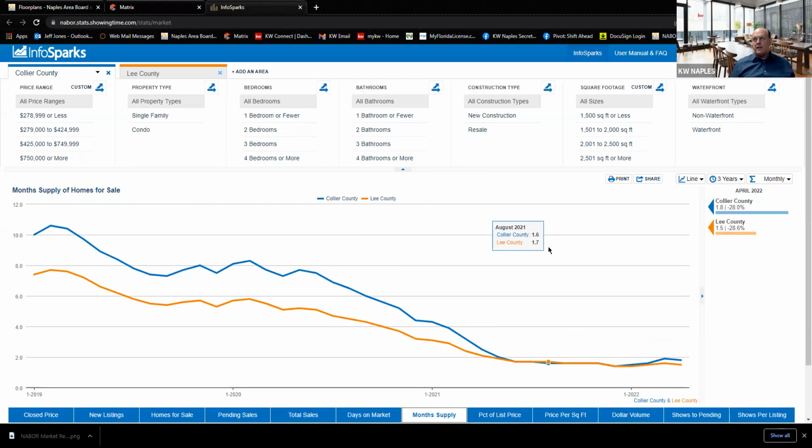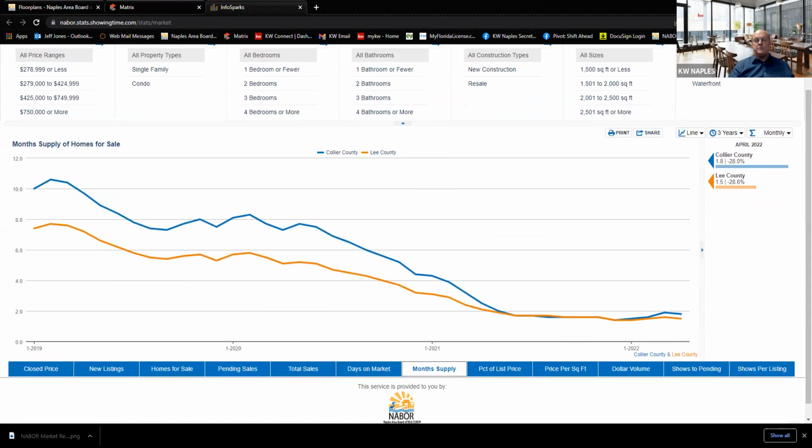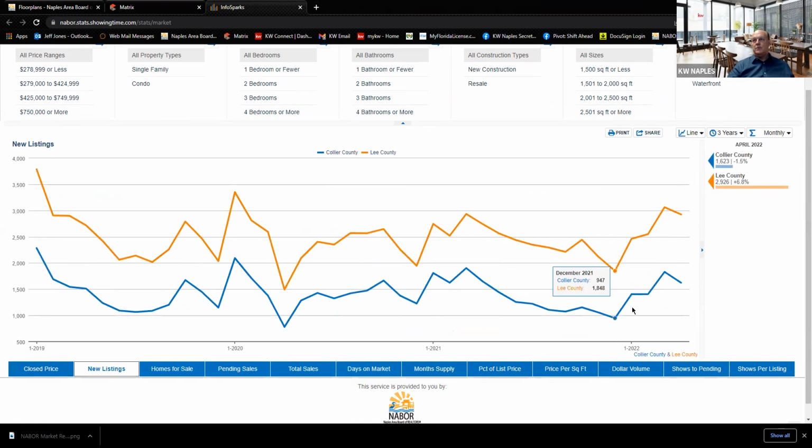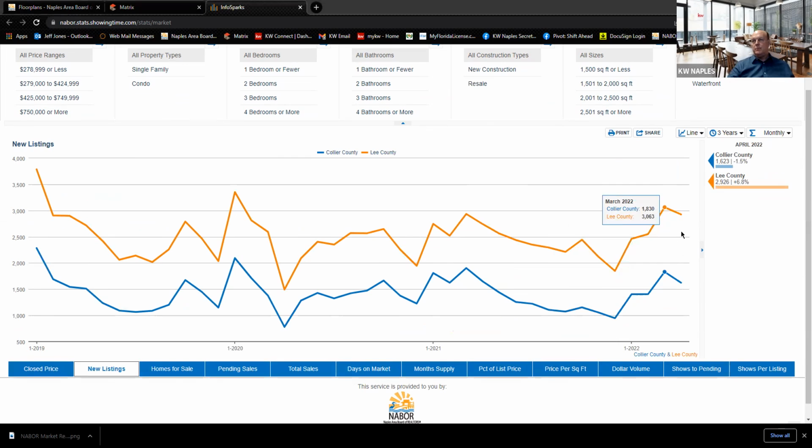So you can get to this package very easily. There's a lot of different stats that are available to you: days on market, pending sales, new listings. And again, you can see new listings starting to trend up a little bit since December, quite steadily, maybe a little bump down in April. That's the trend we're looking at there.